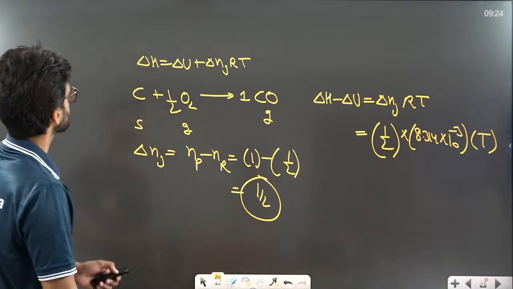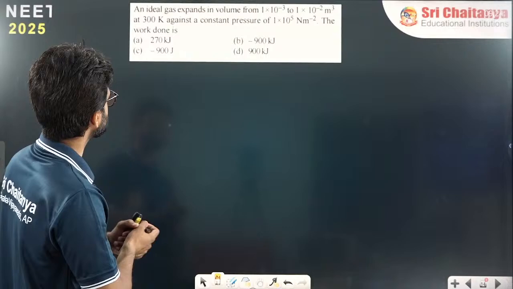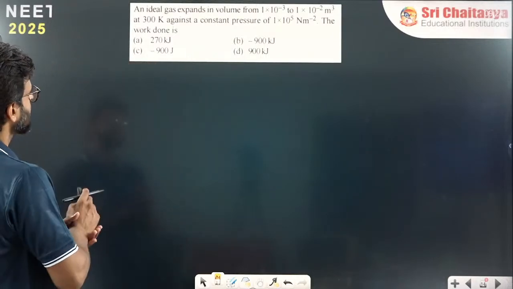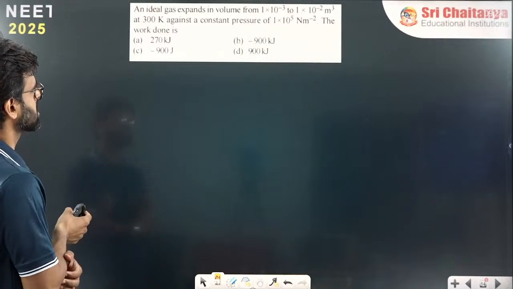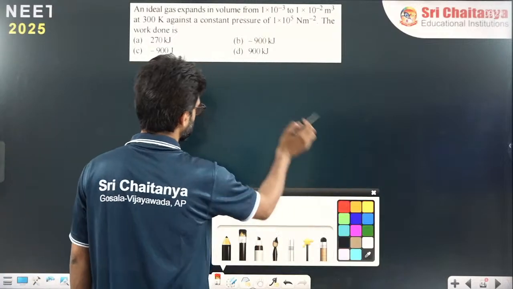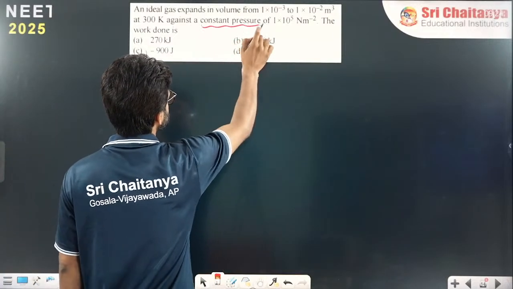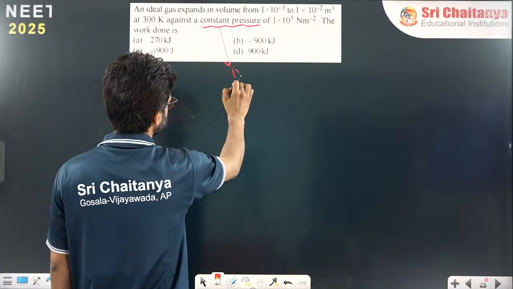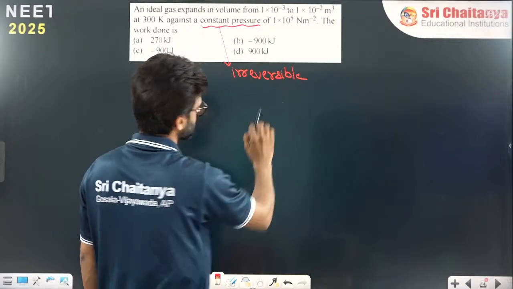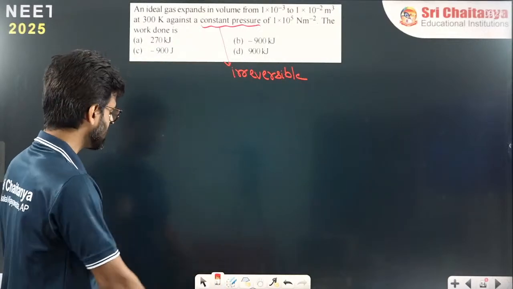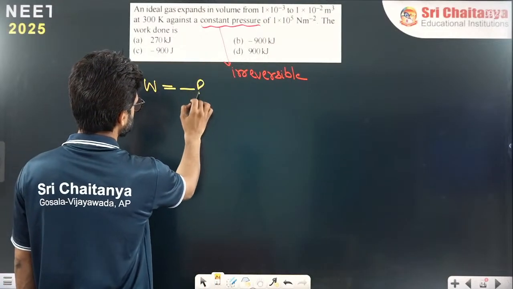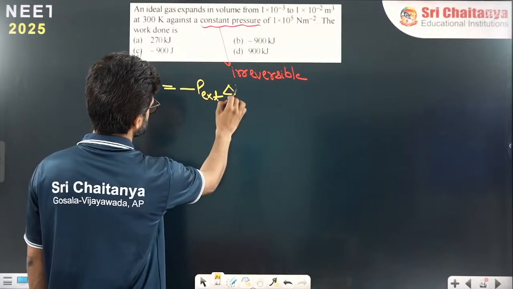So easy to answer. Now the next question is ideal gas expand. Now it is coming from thermodynamics. What is the question? An ideal gas expands in volume from this to this against a constant pressure. They are specially mentioning against a constant pressure, which means it is irreversible. This point is telling us that it's an irreversible process, right? For the irreversible, how do we find the work? W equals minus of P external delta V, right?